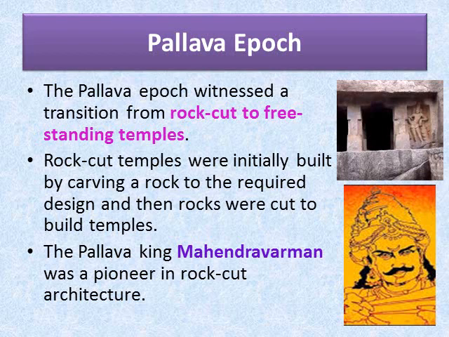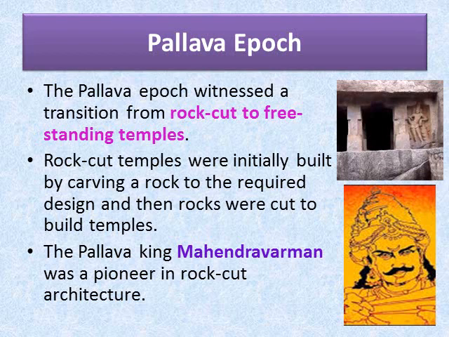Now what is an epoch? E-P-O-C-H, epoch. Epoch is an extended period of time characterized by a distinctive development or by a memorable series of events. Now let us learn about the Pallava epoch. The Pallava epoch witnessed a transition from rock cut to freestanding temples. So there was a transition from the temples made from the rock, to freestanding independent temples.